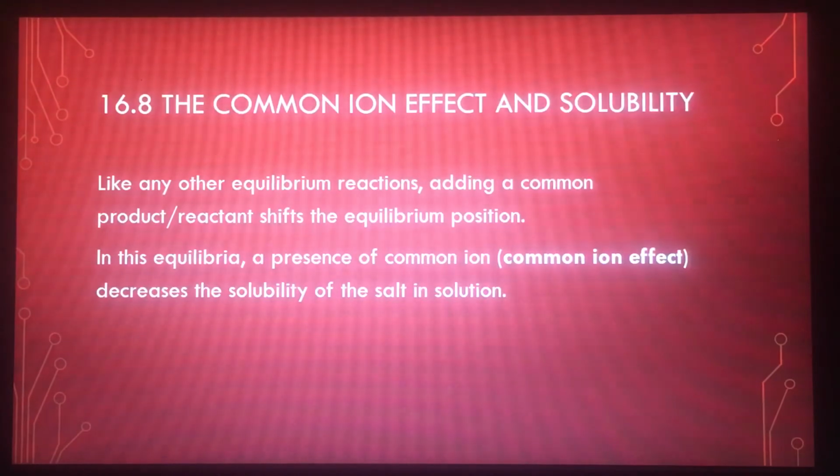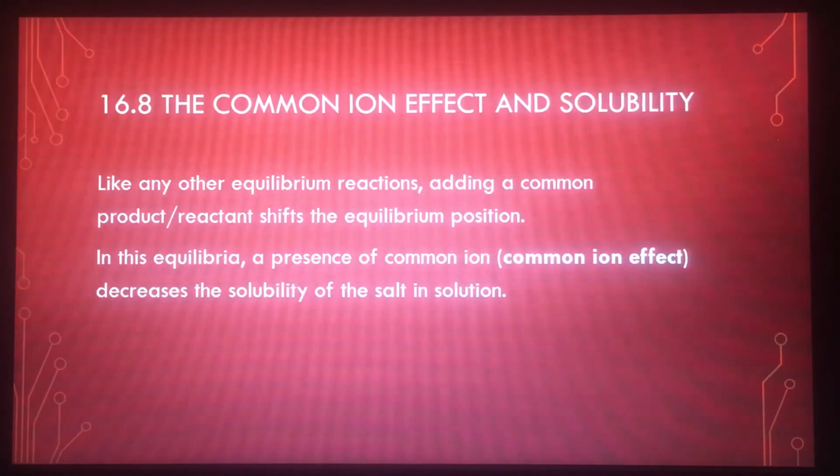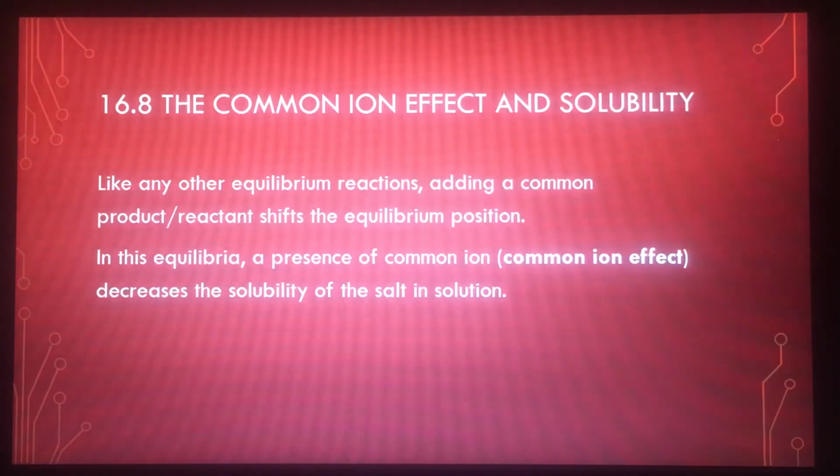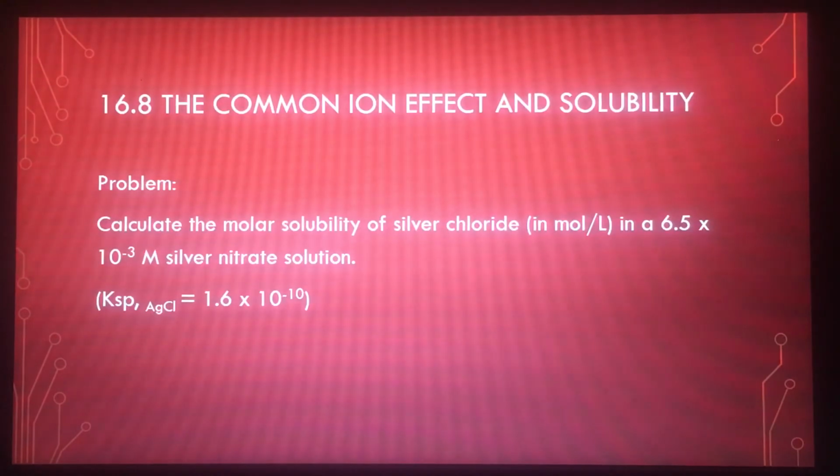In Le Chatelier's principle, if we add a common ion, just like in what we had in the FeSCN2+, the equilibrium will shift to decrease this added concentration. Okay, so let's have a problem with this.